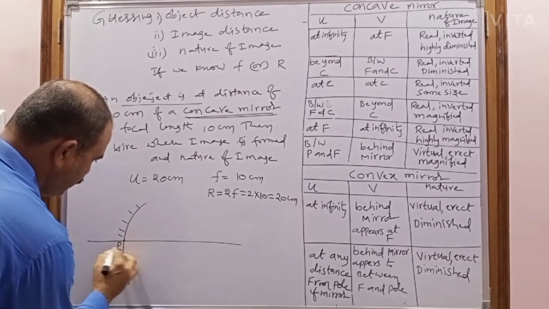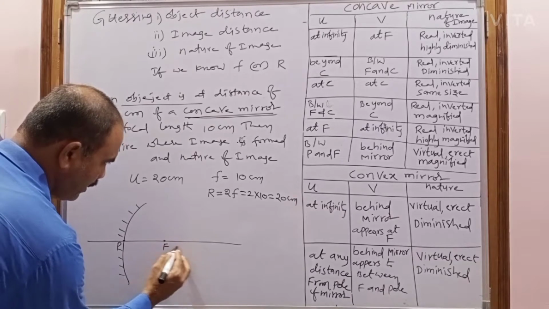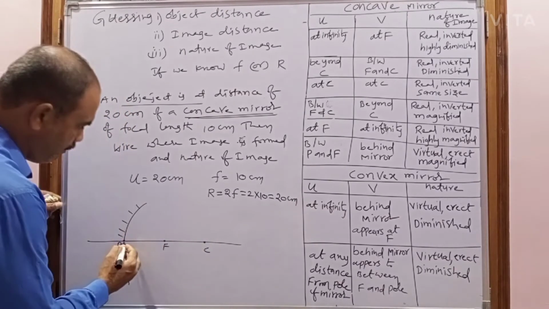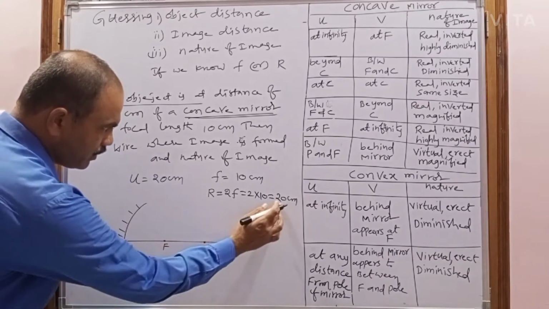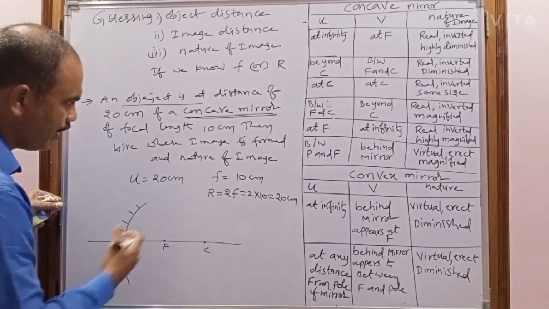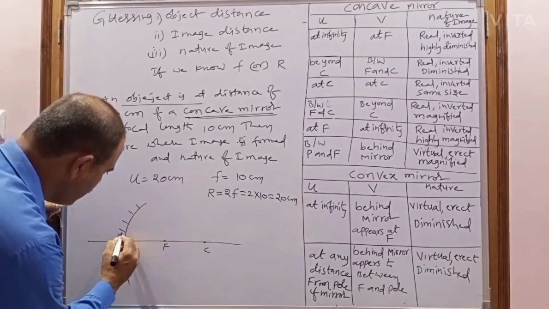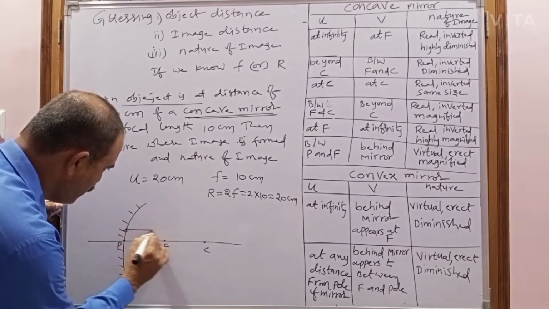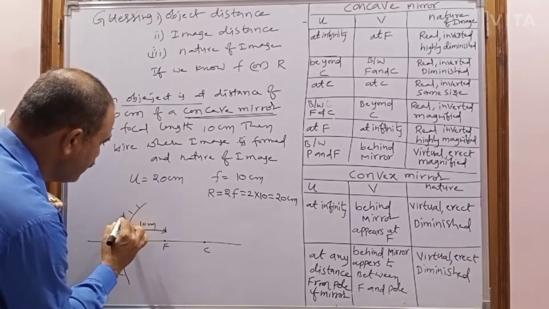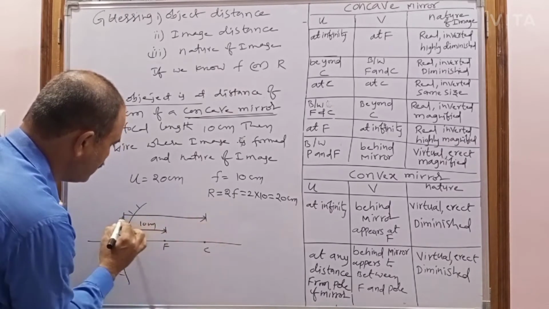Now it is P, the pole, now it is F, and now it is C. Now you can guess what is the distance between the pole and the center of curvature? 20. What is the distance between the pole and the focus? 10. And then, where is the object? You can guess. So the distance from pole to focus is 10 centimeter.